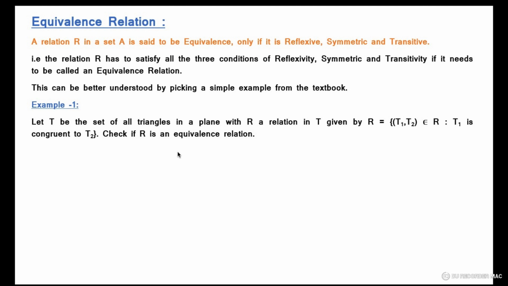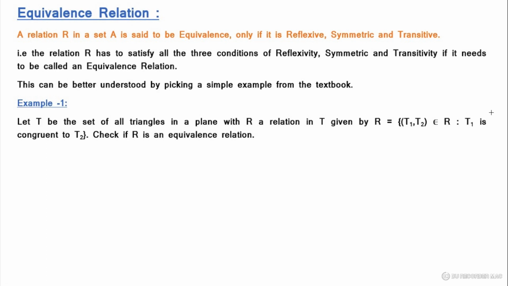Okay, we will take an example. This example is actually from the textbook only. Example 1. Let T be the set of all triangles in a plane with R a relation in T given by R equals T1 comma T2 belonging to R, where T1 is congruent to T2. Check if R is an equivalence relation.